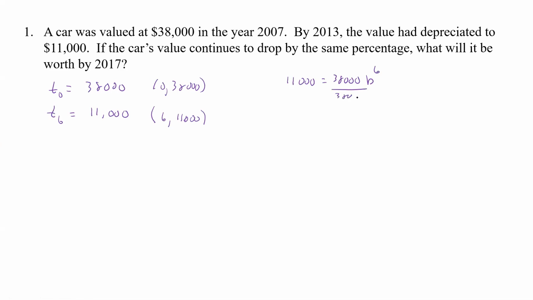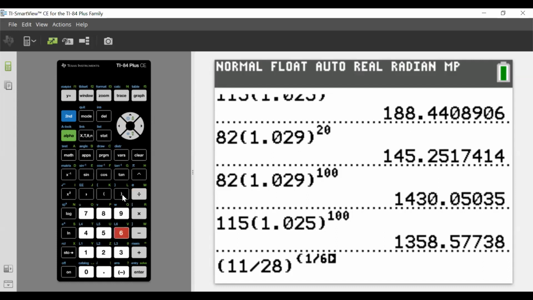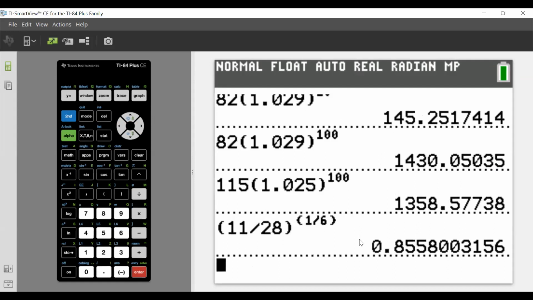So we divide by 38,000, divide by 38,000. And so then we have 11,000, or we can even just drop the zeros here. We don't even have to keep all those zeros. And so we have 11 over 38 equals b to the 6th. And so we solve for that. We take it to the 1/6, and we take that to the 1/6. So 11 over 38, and we'd better put that in parentheses. So insert a parenthesis there. And that's to the power 1 divided by 6. And that looks like it should work. And so we get, oops, that's 38, not 28, sorry.